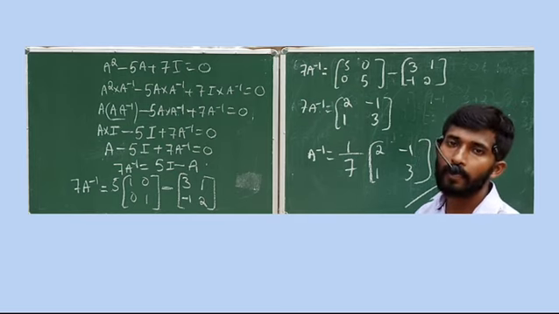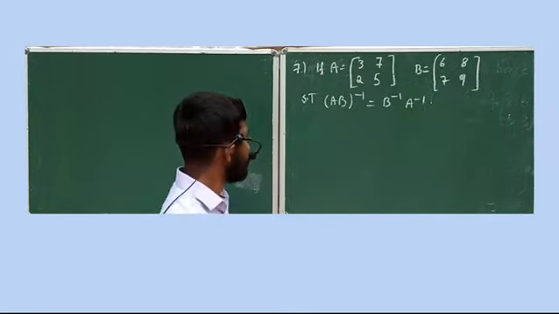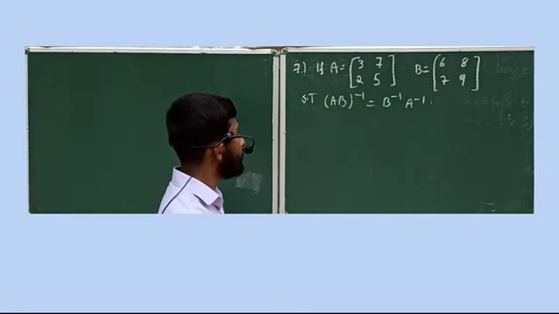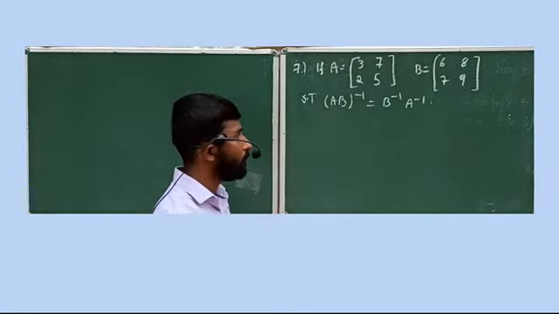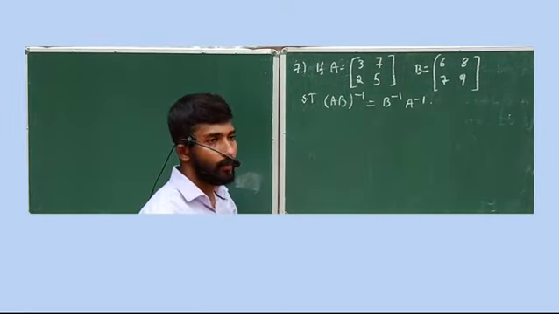Question is only A inverse. You can apply the formula A inverse equal to adj A divided by determinant A. Clear? The next question. If A is equal to [3 7; 2 5], B is equal to [6 8; 7 9], show that (AB) inverse equal to B inverse into A inverse.